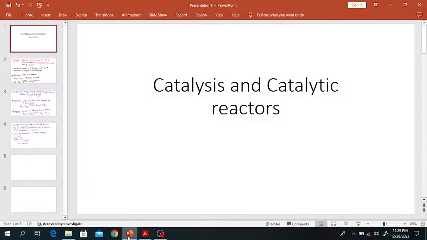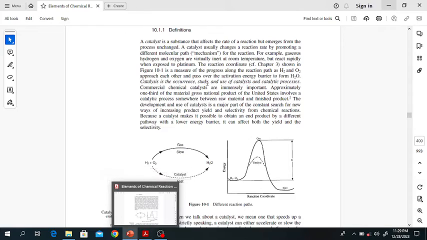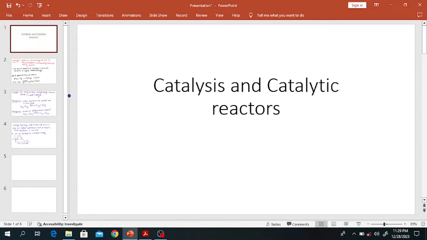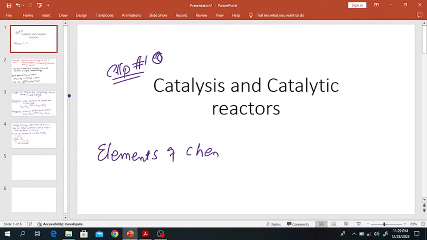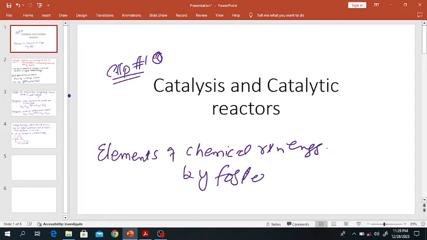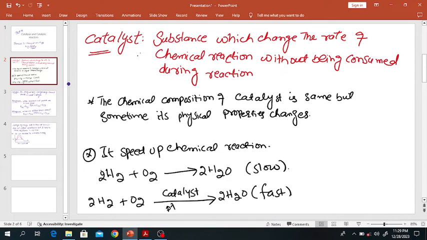In this lecture, we will discuss catalysis and catalytic reactors. This is chapter number 10 in the book Elements of Chemical Reaction Engineering by Fogler. So in this lecture we will discuss what a catalyst is.